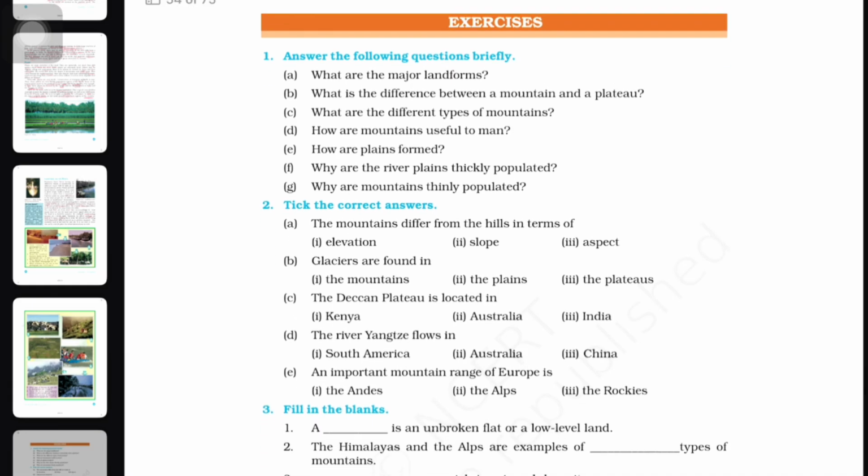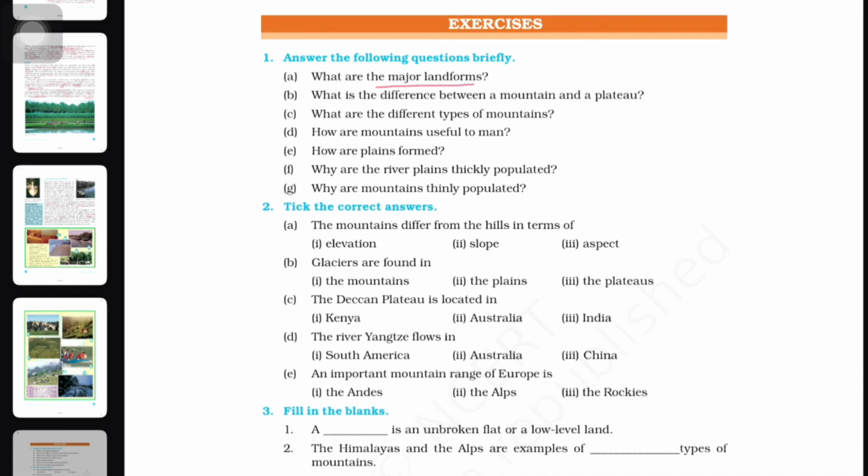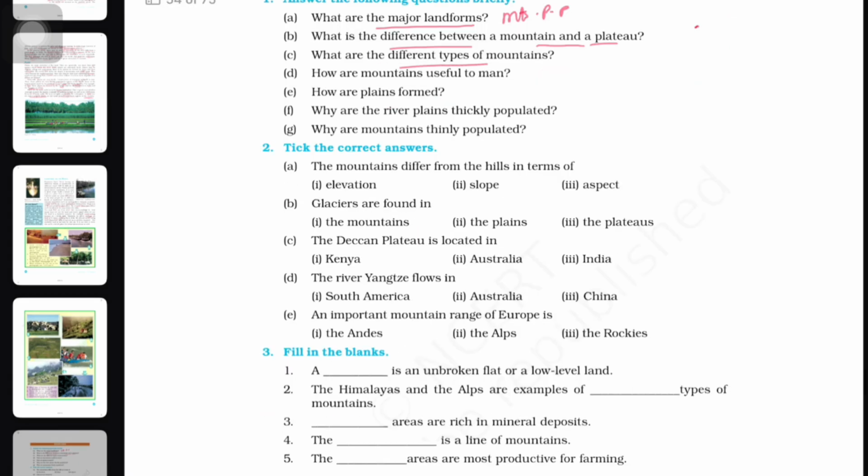So our first question is, what are the major landforms? There are three major landforms: the mountains, the plateaus, and the plains. Okay. What is the difference between a mountain and a plateau? Mountains have a small summit and a broad base, like the Himalayan mountains, and a plateau is a flat-topped table standing above the surrounding areas, for example, our Deccan Plateau. Okay. What are the different types of mountains? There are basically three types of mountains: the fold mountain, the block mountain, and the volcanic mountain.